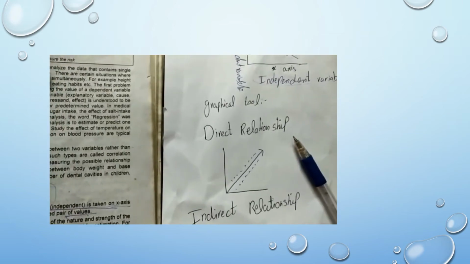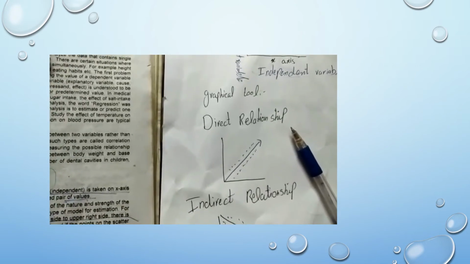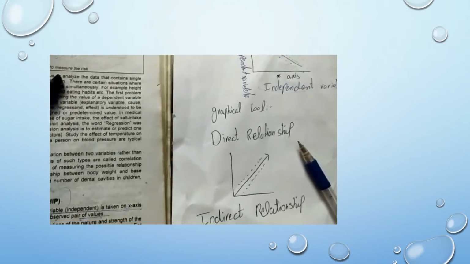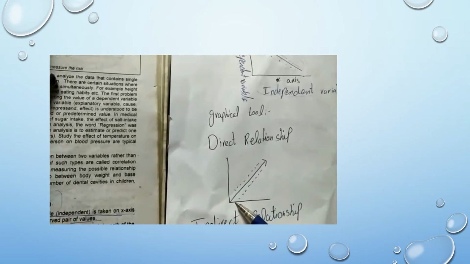In a scatter diagram, we check the various relationships: direct relationship, indirect relationship, or curvilinear relationship. In a direct relationship, the points or the line go from bottom to up, from the lower left side to the upper right side.